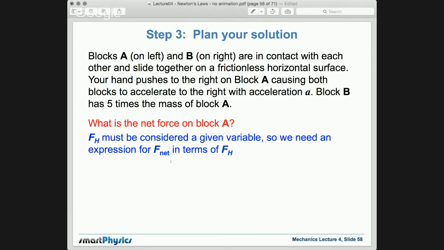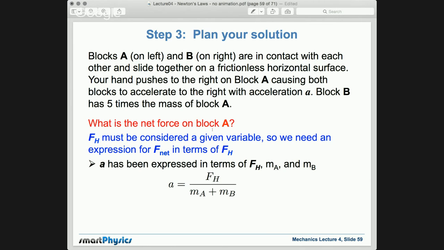And so what we need is an expression for the net force in terms of the force pushing from the hand. We can probably understand that if FH, the force from the hand, gets bigger or smaller, if it changes, then the net force on block A must also change. And so it's reasonable to think about finding an expression for the net force in terms of how hard you're pushing on block A. Okay, and so we've already expressed the acceleration of both blocks, including block A, in terms of the force from the hand, FH, and the two masses. We've already done that, and I've written it again there.